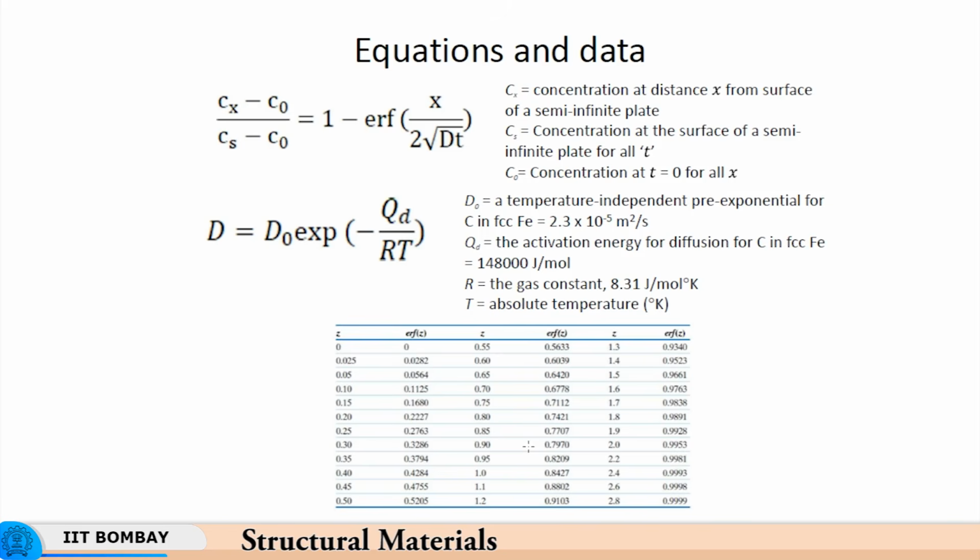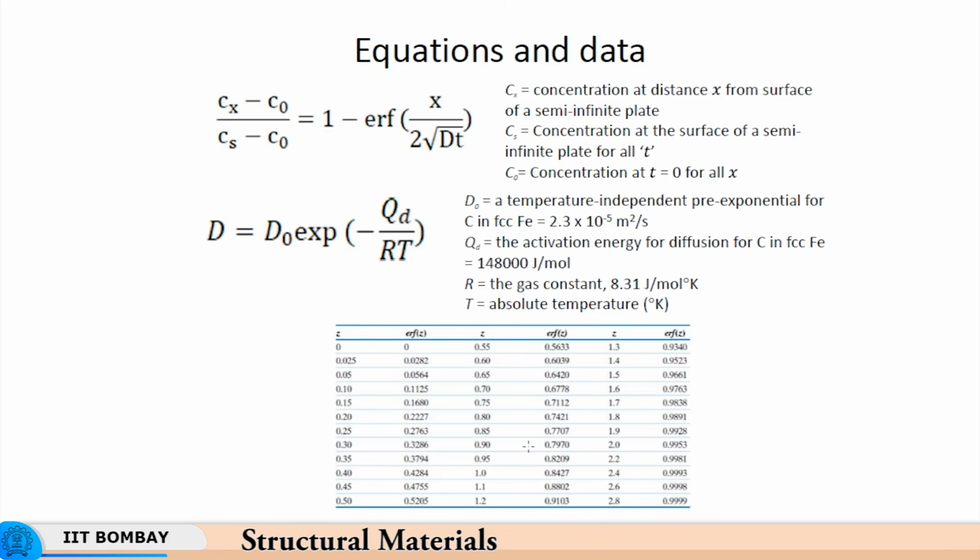Cs is the concentration of... sorry, just a minute, let me read this. Concentration at a distance x from the surface. So this is what I have said, and C0 is the concentration at t equal to 0 for all x. So C0 is the concentration at all times. Okay, so we need these equations where Cx is the concentration of carbon at a distance x below the surface. C0 is the average concentration of carbon. In our case it is 0.2% carbon.